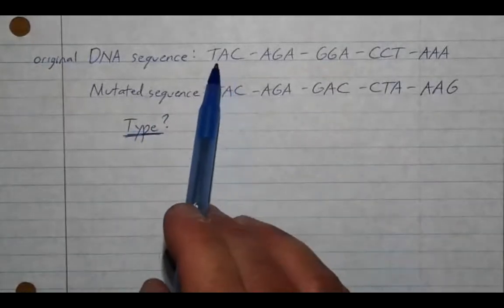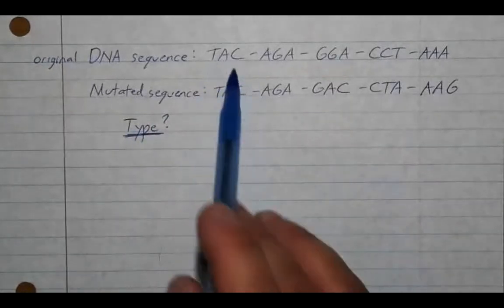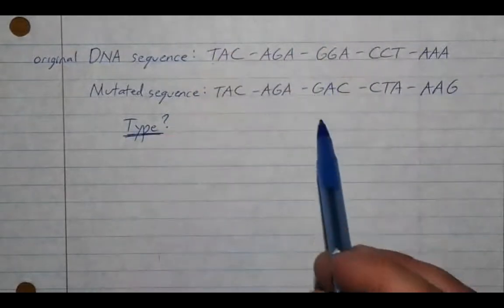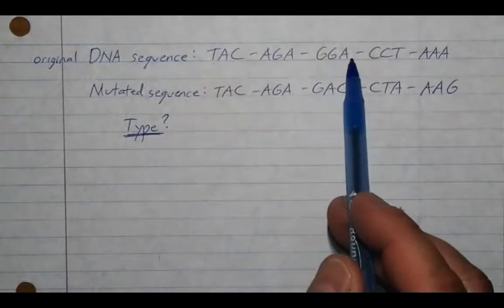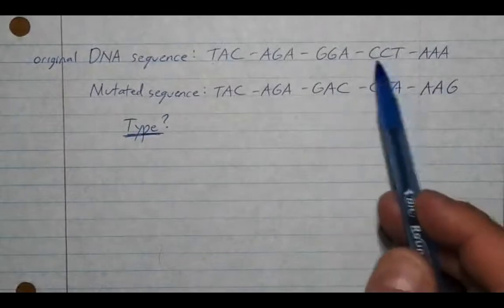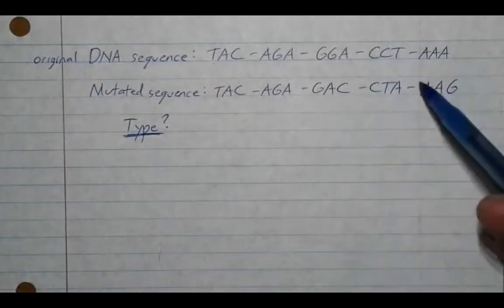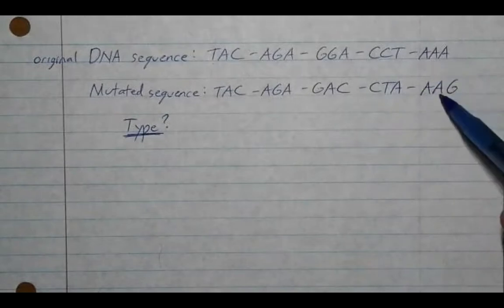Okay, so let me see where the difference is. TAC, TAC, that's the same. AGA, AGA, okay, that's the same. So nothing happened there. Okay, this is where it gets funky. Here I have GGA, here I have GA. And then I got CCT, and wait, look, CCT, A, and then now all of a sudden there's a new one on the end. Where did that new one come from?